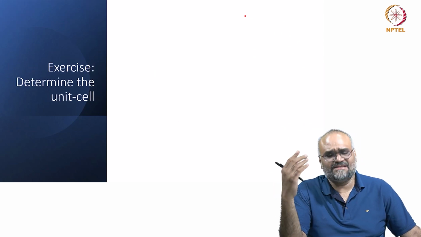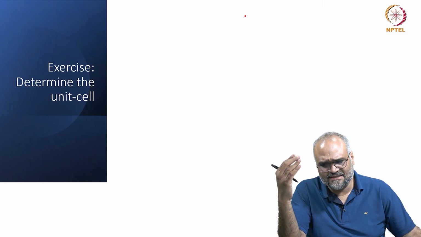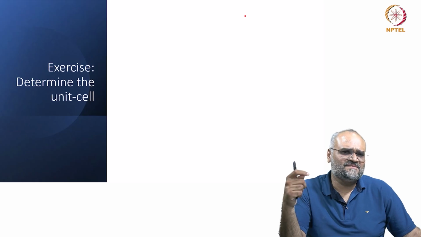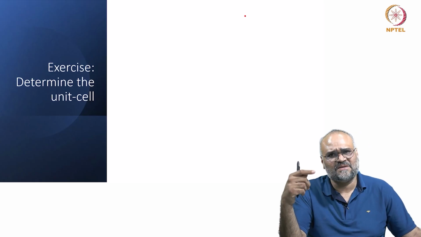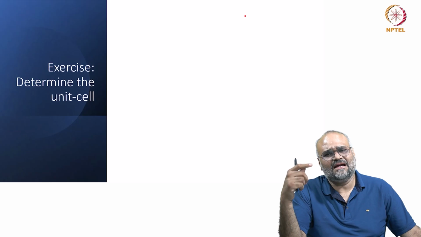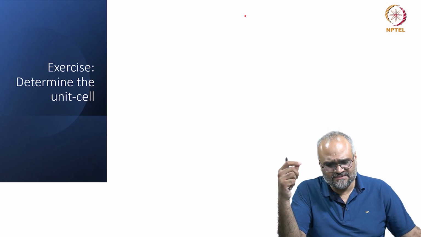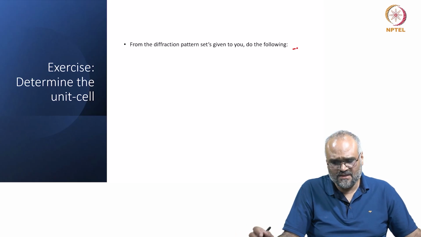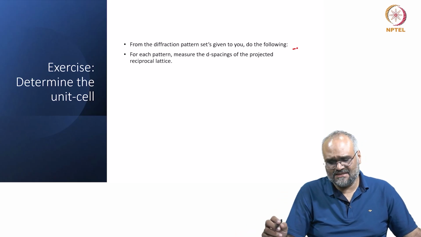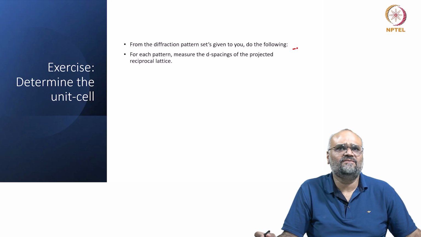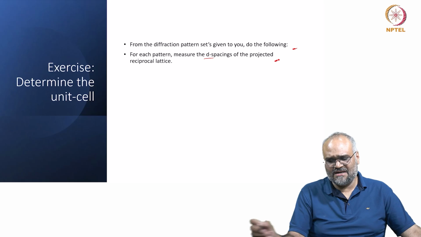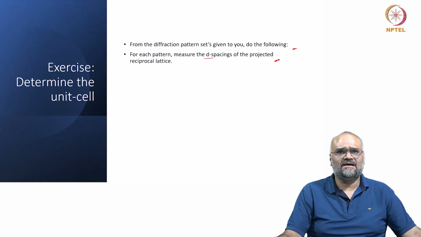So, I will just define the unit cell exercise here. This can act as a tutorial for you to learn how to tilt the specimen, and also to learn how to index the diffraction patterns and determine the unit cells. So let us say there are 3 sets of diffraction patterns given to you. You first identify the common direction that you have and measure the d-spacings from the reciprocal lattice. This measurement of d-spacings is done based on the methodology that I just told you in the previous slide.